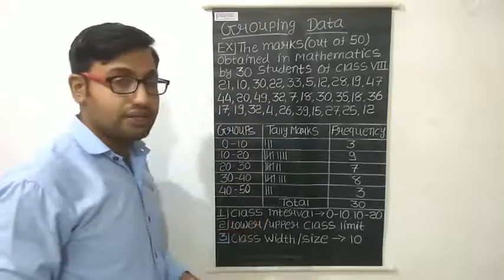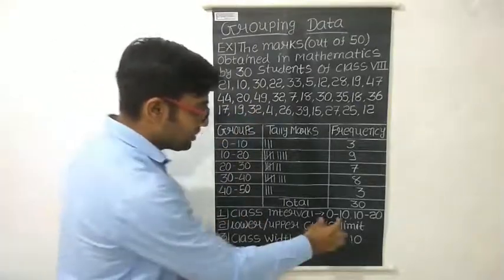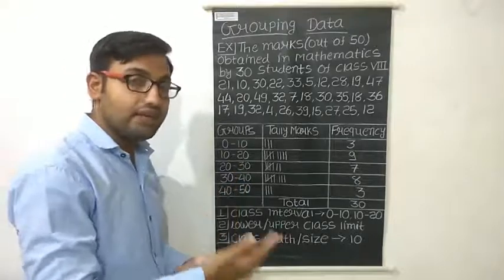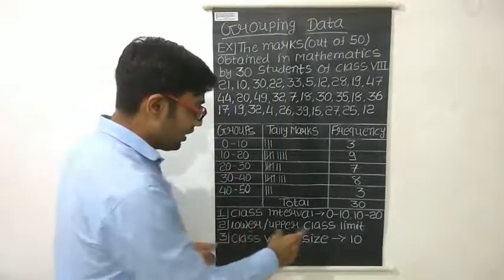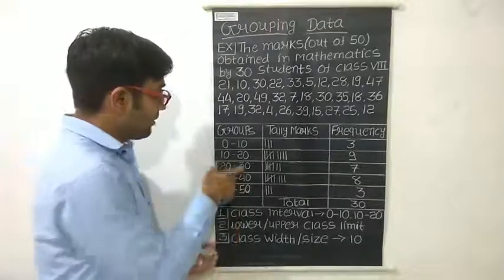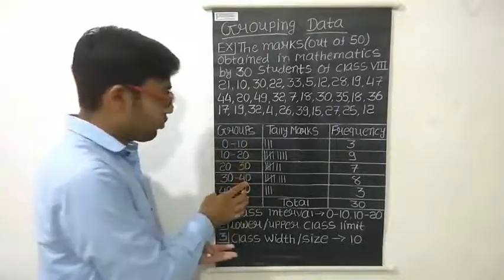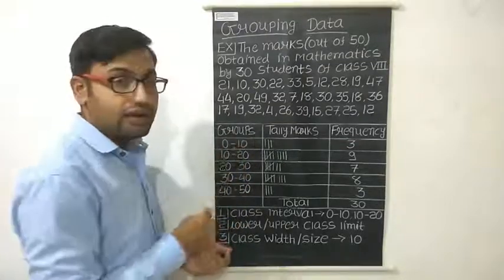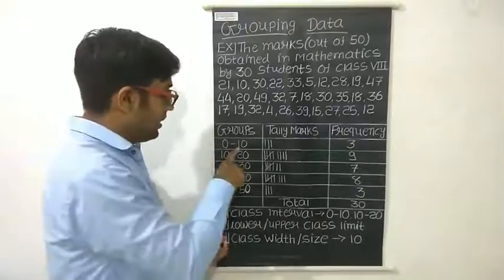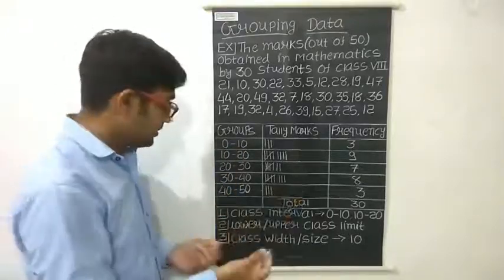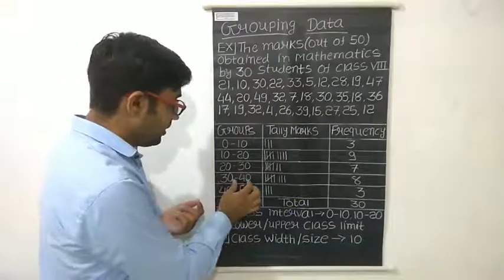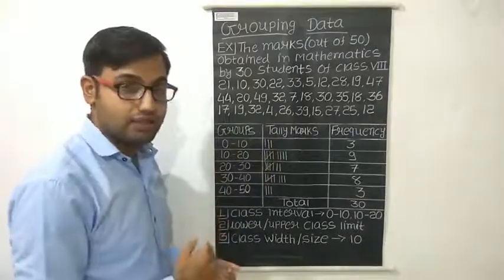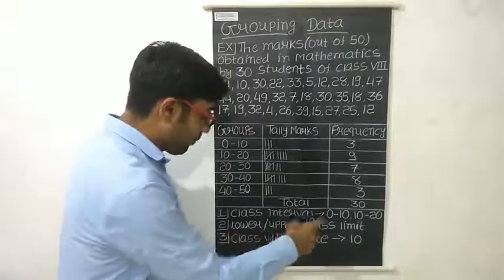First one is class interval. Now what is class interval? See, 0 to 10 and 10 to 20. Whatever we have taken here, that is called the class interval. Right? Second one is lower and upper class limit. If we consider the first class or group, 0 to 10, then 0 is called the lower class limit and 10 is called the upper class limit. In the same way, if we consider this class 30 to 40, then 30 is the lower class limit and 40 is the upper class limit. So this is all about the lower and upper class limit.